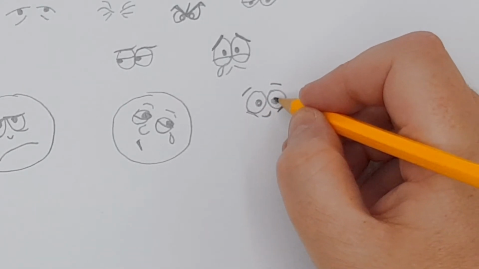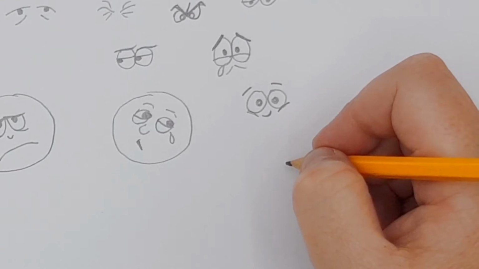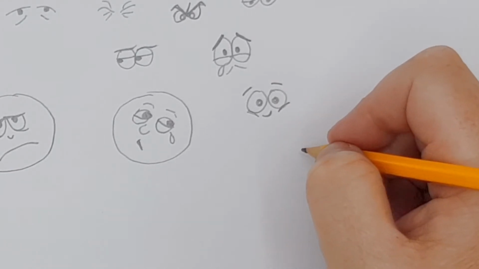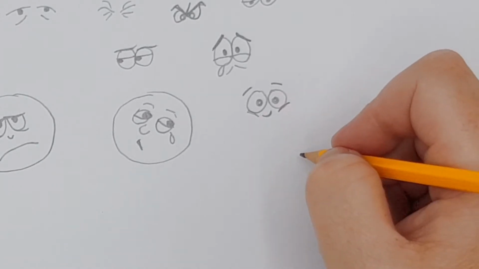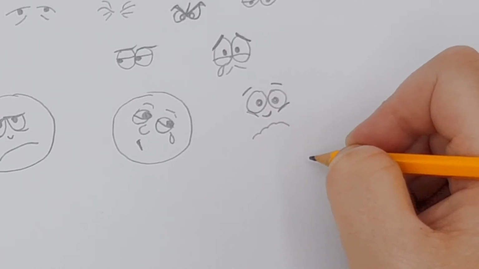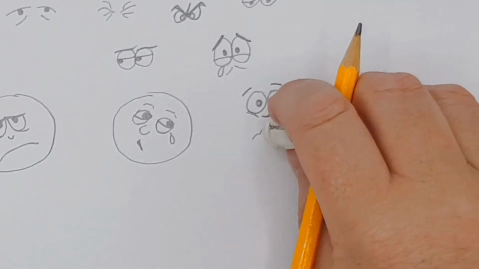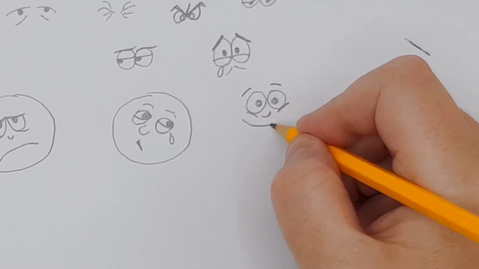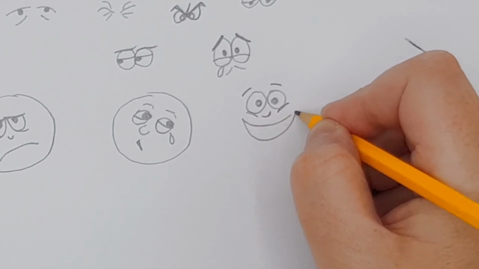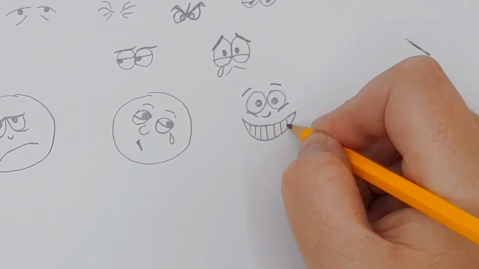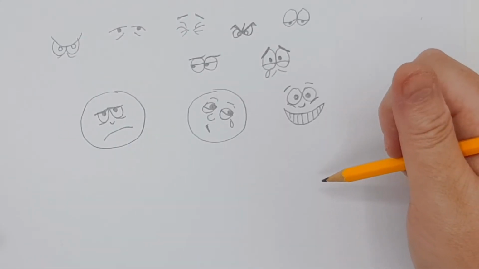For example, if we add a slightly squiggly line underneath these sets of eyes, it can convey an emotion of worry or angst. But if we just rub that away and we draw something slightly different, then you can see how dramatically that changes the emotion that you're conveying.